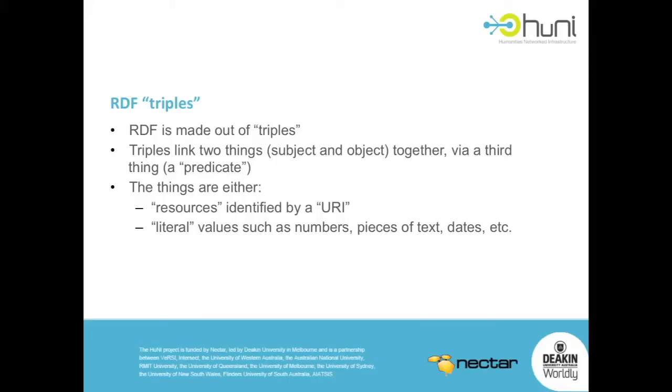So RDF is made out of triples, as Ingrid said, so you're basically linking two things together via a third thing. Subject and object, and the predicate in between, which is, if you like, a relationship, like two nouns and a verb, that sort of thing. So the things that are linked are resources, so they're identified by URI, but some of those things are called literals, literal values, and they are things like numbers and pieces of text, dates, kind of raw data.